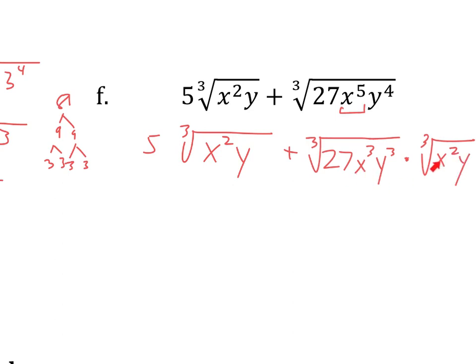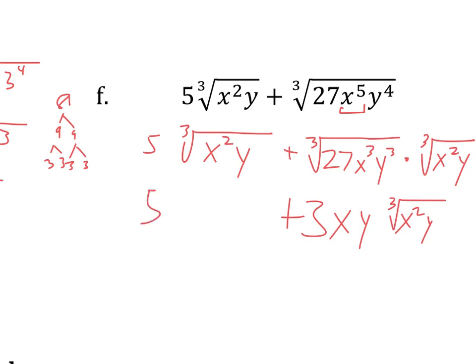Remember here, we're multiplying these. x to the 3rd times x squared is x to the 5th. 3 plus 2 is 5. y to the 3rd times y to the 1st is y to the 4th. Add the exponents. There's an invisible 1 there. We can clean this up. Let's go ahead and do that right now. The cube root of 27 is 3. The cube root of x to the 3rd is x. The cube root of y to the 3rd is y. And then we have this little cube root left over.